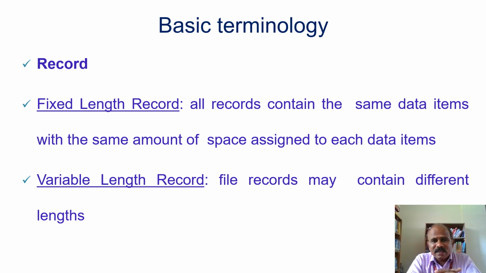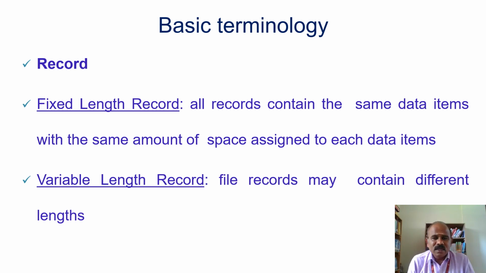So records can be of two major categories. One is fixed length record, another one is variable length record. In a fixed length record, all records contain the same data items with the same amount of space assigned to each data item. So there won't be any difference between the lengths of the fields in that record. Whereas in a variable length record, the file records may contain fields of different lengths. Okay, we'll come to that.